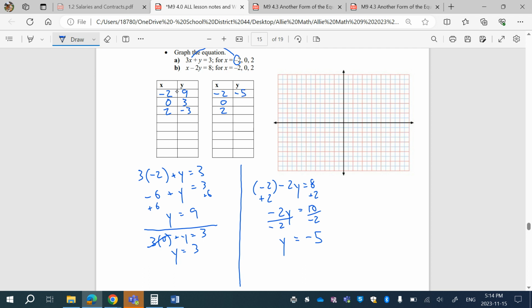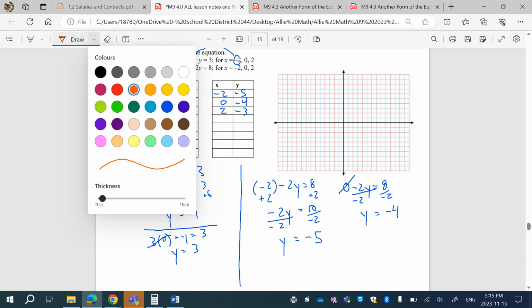Let's do another one. 0 subtract 2y equals 8. Let's divide by negative 2 on each side. And we get y equals negative 4. So now you can see the next one's going to be negative 3. See the pattern. We could check: 2 subtract 2y equals 8. We'd have to subtract 2 from each side. You get negative 2y equals 6. Divide by negative 2, divide by negative 2. And yeah, you'd get negative 3.